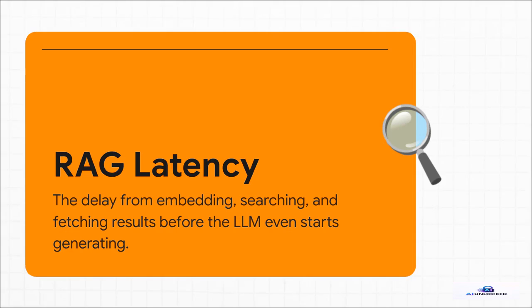Now, if you're using Retrieval Augmented Generation, or RAG, well, you've just added another potential speed bump. All this work you see here, the embedding, the searching, the fetching, all of that happens before the language model even writes a single word. This can add a serious amount of delay right at the start.